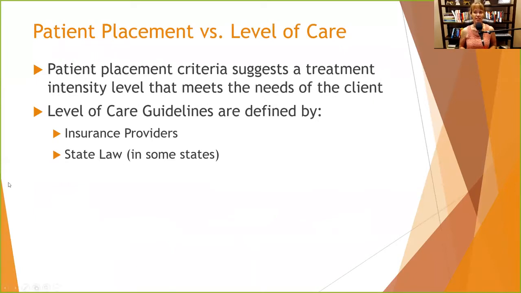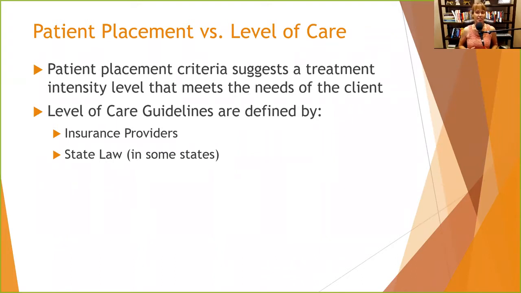Patient placement criteria suggests a treatment intensity level that meets the needs of the client. So the ASAM, it's actually the ASAM PPC 1 and 2, patient placement criteria. The LOCUS also has guidelines for what level of care the person should generally be at. Now, the patient placement criteria tells you, for example, the person probably would benefit from being in intensive residential or partial hospitalization, but it doesn't specify to any great degree what services would be provided in that level of care. That's usually governed by the insurance companies and or the state in which the person resides.